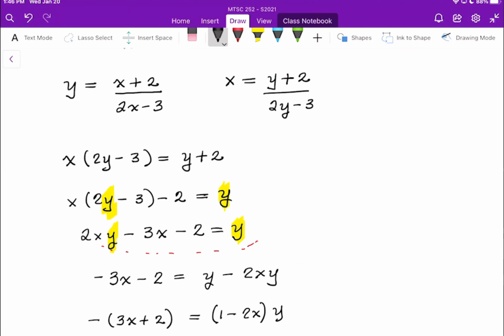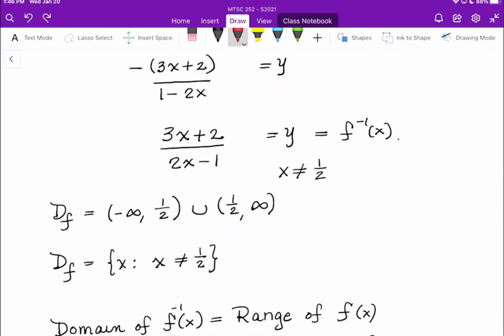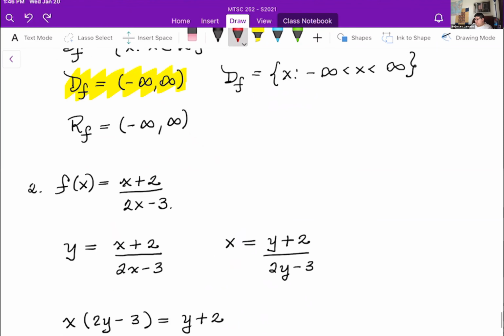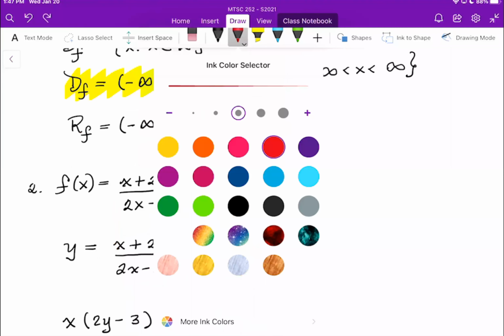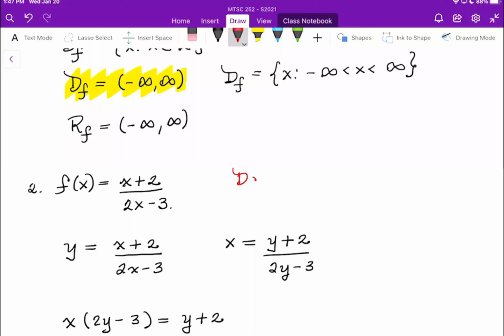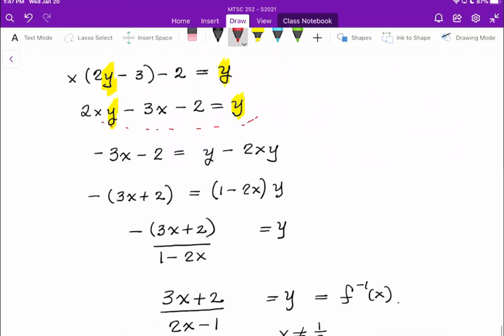What's the range? So what's the domain of f? Let's go back and look at this function. For the domain of this function right here, x cannot be what? For f, this was f. x cannot be what? 1.5. Okay, good. So from f, we go back to f. In our domain of f, x cannot be 3/2. So that has to be the range of f inverse.